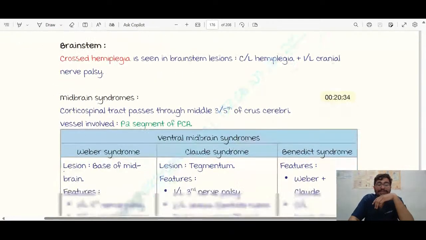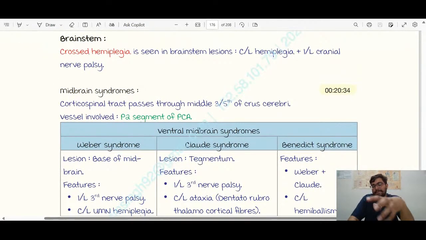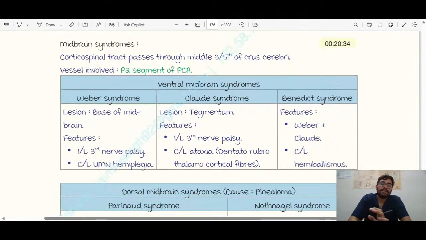So what are the brainstem causes of hemiplegia? Crossed hemiplegia is seen in brainstem lesions: contralateral hemiplegia plus ipsilateral cranial nerve palsy. Here the midbrain syndromes are responsible for this. The corticospinal tract passes through the middle three-fifths of the crus cerebri.